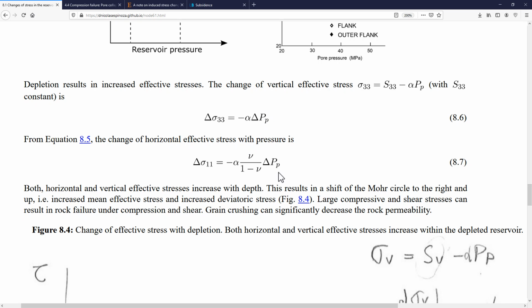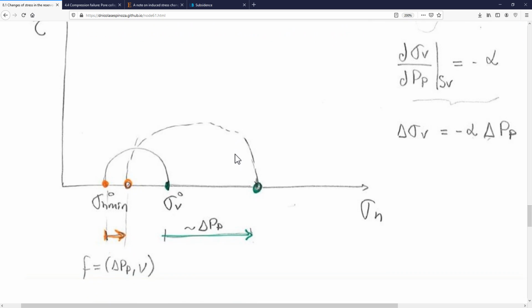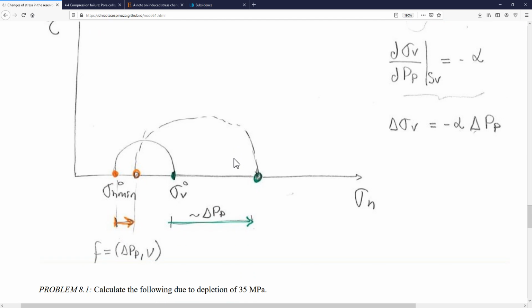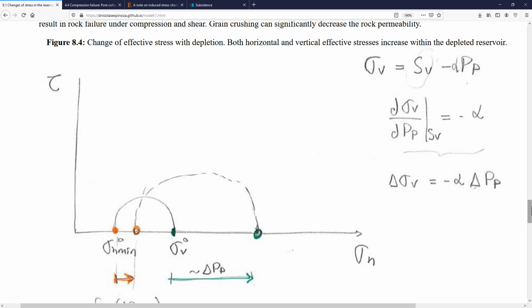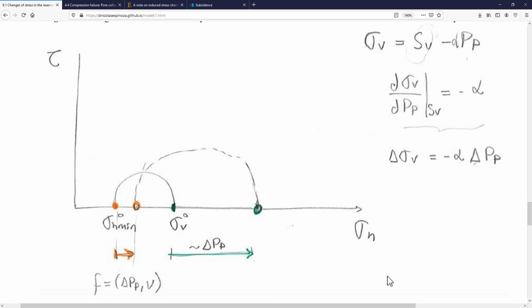If you decrease the pore pressure, both the effective vertical stress and the effective horizontal stress are going to increase. And we can see that very nicely with this Mohr circle example. If my initial condition is somewhere over here, sigma h min and sigma v, with a decrease of pore pressure, my effective vertical stress is going to increase more or less proportional to the pore pressure.